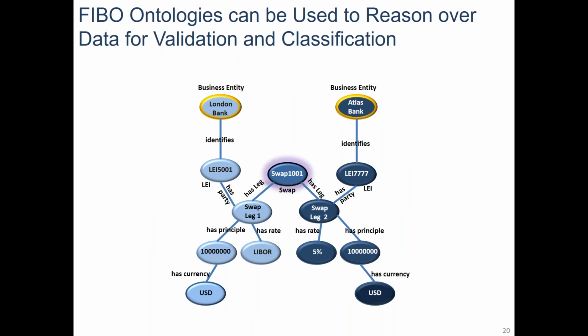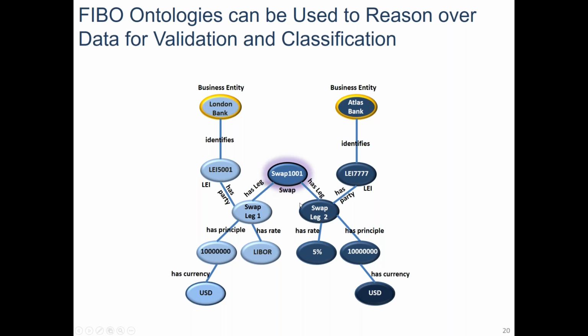And we can apply reasoning and inference. So this is a graphic rendition of a swap where we could use the semantic triples notation, which is part of a directed graph, where we could read it in a certain sequence, where we could say swap 1001 is a kind of swap which has leg swap leg 1, which has rate LIBOR, which has principal 10 million, which has currency. It has party, which is identified using a legal entity identifier, which identifies some business entity.